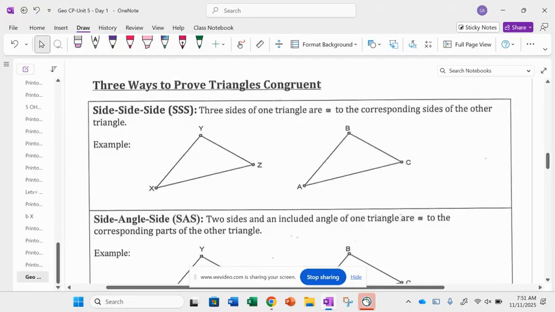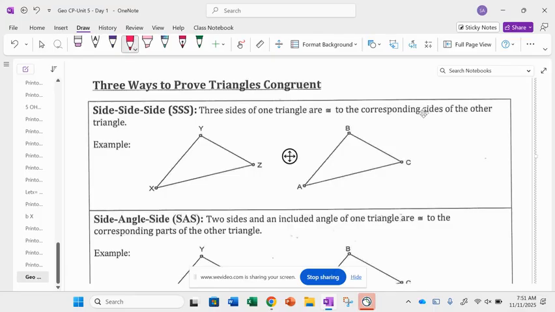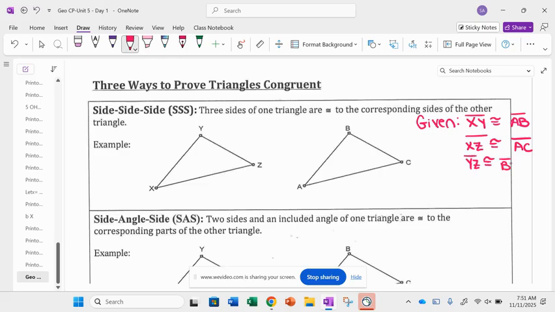Okay, so now we're going to get into the 3 ways of proving triangles congruent. The first way to prove triangles congruent is side, side, side, meaning 3 sides of one triangle are congruent to 3 corresponding sides of another triangle. So let's write this down. Let's say it was given to us that XY is congruent to AB, XZ is congruent to AC, and YZ is congruent to BC.